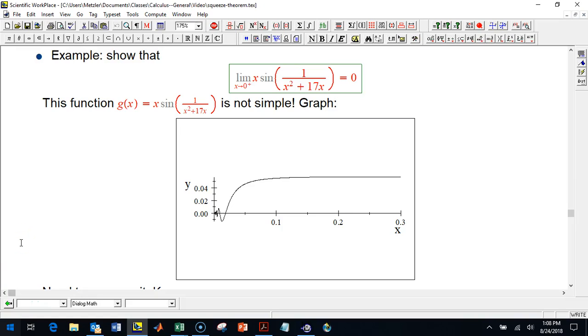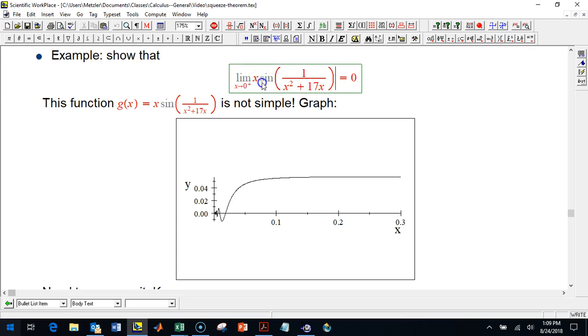Let's do a quick example of using the squeeze theorem, and then I want to show you some pitfalls if you think you can get around using the squeeze theorem. So just to make things simple with inequalities, I'm going to look at a limit as x goes to 0 from the right, so x is going to be positive. Just makes it a little easier not to screw up with some inequalities and minus signs, because that's the one tricky thing about inequalities. So here's a fairly complicated function, x times sine of 1 over x squared plus 17x.